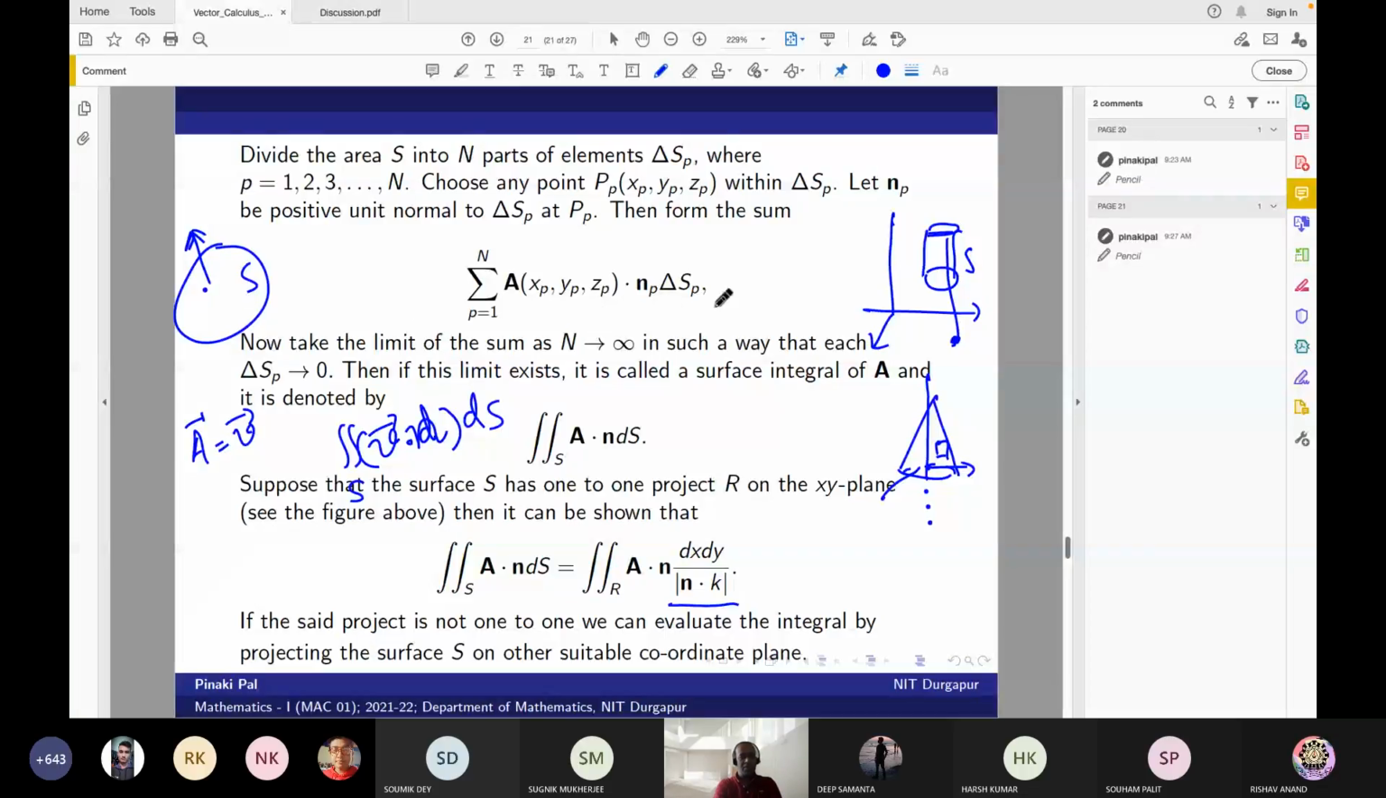So therefore, although it is defined mathematically using the limit and its existence, as soon as you replace this vector with some relevant physical quantity, accordingly, the meaning of this surface integral will be assigned.